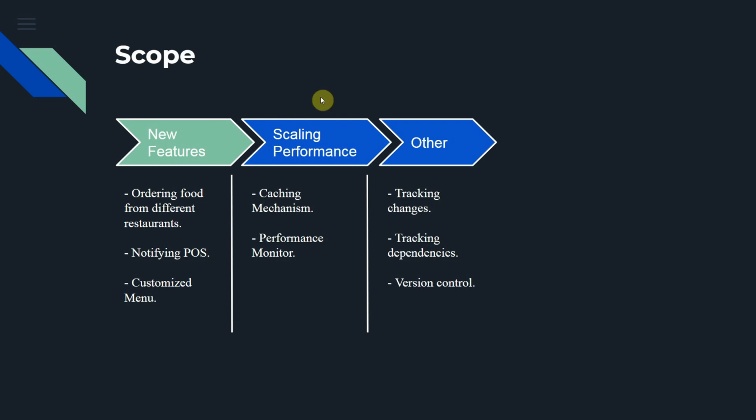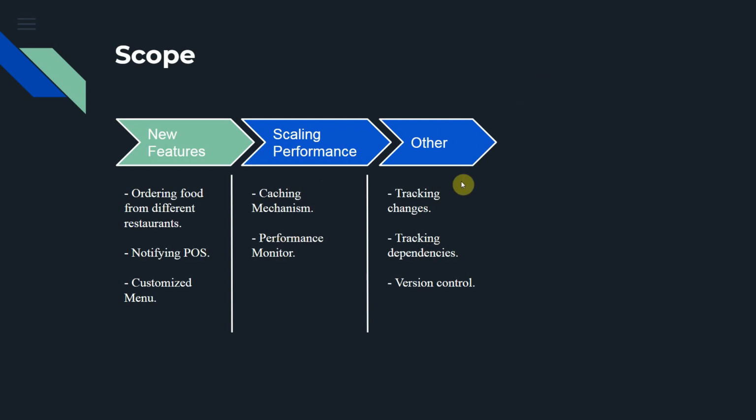So for the second category, there are concerns about scaling performance. First of all, it's a caching mechanism. It's basically about adding some middleware so it can handle heavy traffic. So the performance monitor will help me pinpoint the source of the bottleneck.